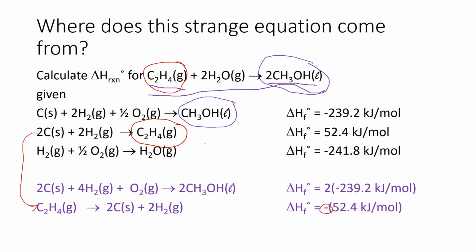For our third reaction, we are given the heat of formation of water. Well, water in our target reaction appears on the reactant side, and it has a coefficient of 2. So we need to manipulate this equation to have a coefficient of 2 and to reverse our reactants and products.